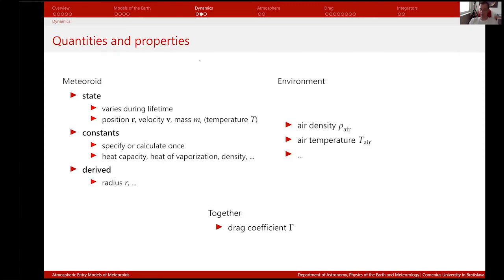However, we may begin with a simple analysis of what we are trying to do. So we have a meteoroid and we have some sort of environment, something that is not directly related to the body.